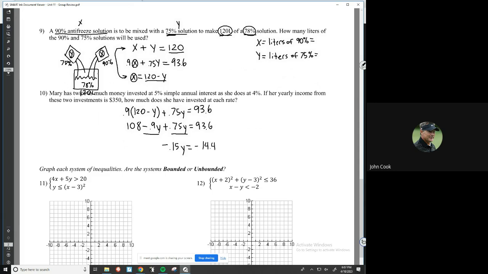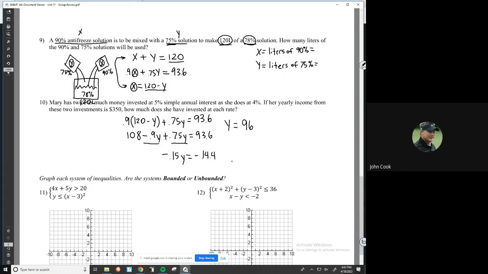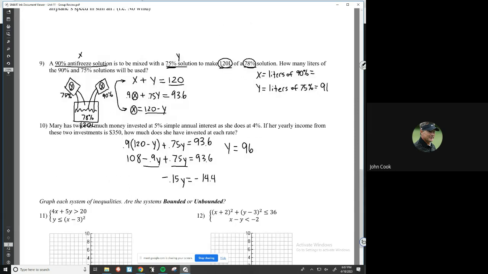And then if I divide both sides by negative 0.15, I would get my y value. Let's see what it's going to be equal to. Hopefully it's not too bad of an approximate number. So divide by negative 0.15. Oh, cool. I get 96 on the dot. So y is 96 liters.